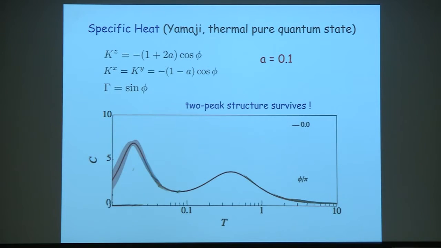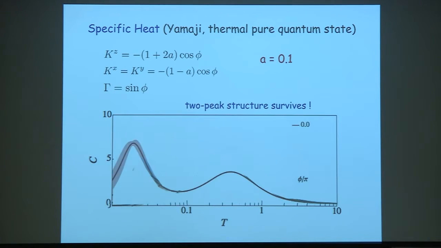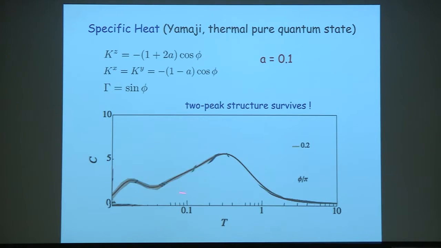Okay. So the question is, can you really interpret the first one as exciting something like the flux degree of freedom? I think that the origin of the second peak is universal. That's really the development of short-range spin correlation. But perhaps the first peak can be interpreted as exciting the flux degree of freedom.